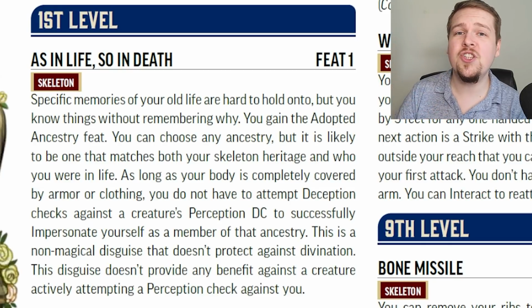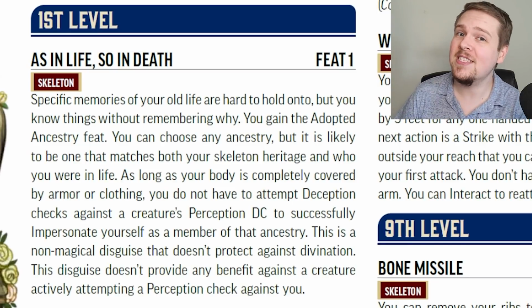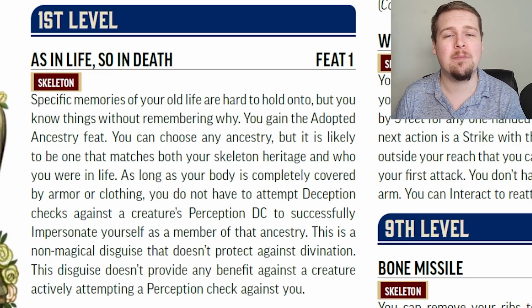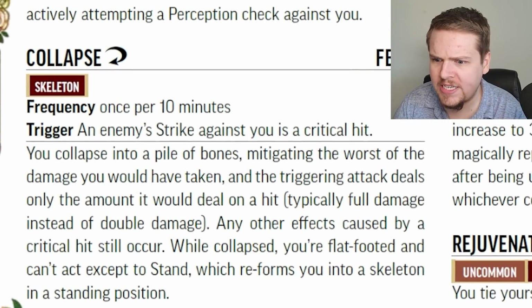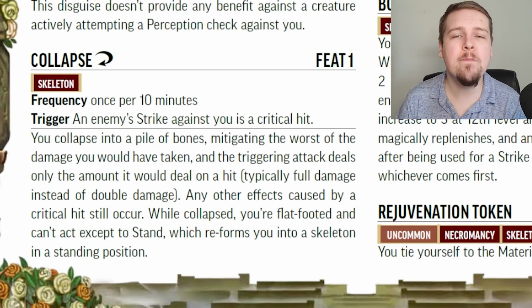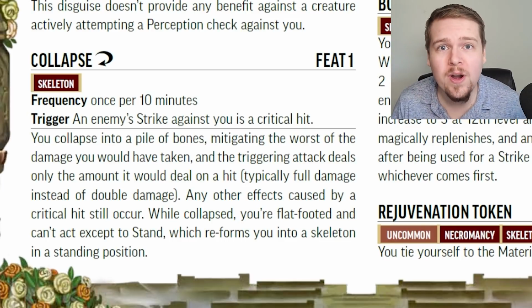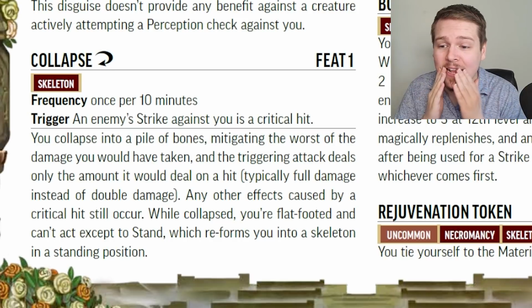Keep in mind though, this just means people won't be passively discovering you're a skeleton. If someone gets sus of you, they can still roll perception to figure you out. This feat's ridiculous. What? Collapse. Once per 10 minutes, as a reaction when you get critically hit, you can make the critical hit a normal hit. Now this does also knock you prone, so you have to stand up, but that's insane.